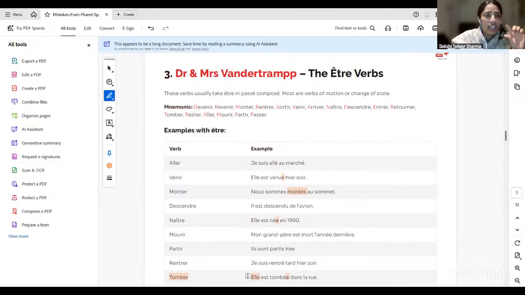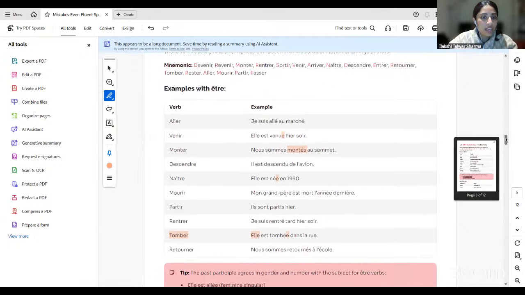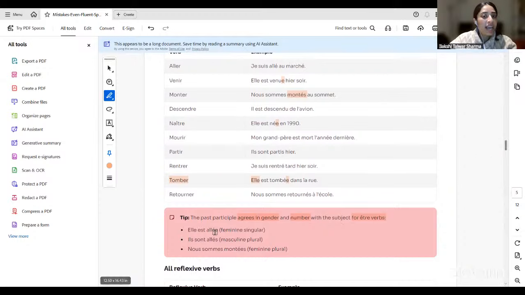Now understand this extra E and S don't change my pronunciation, but they are very, very important for our spelling purpose. We understand this, guys? Why is it an issue and what are the errors? So the past participle has to agree in gender and number. When I say gender, an extra E gets added; number, an extra S gets added, depending on the subject, only with être verbs.